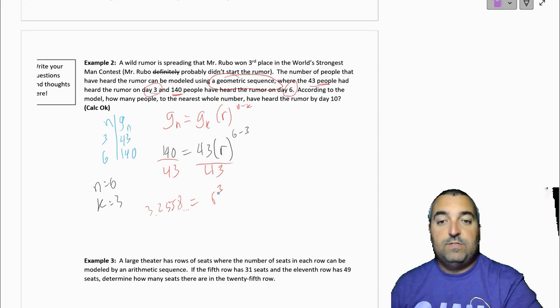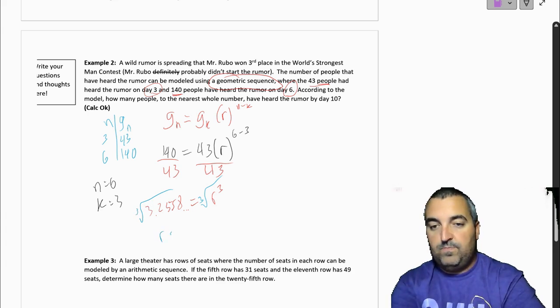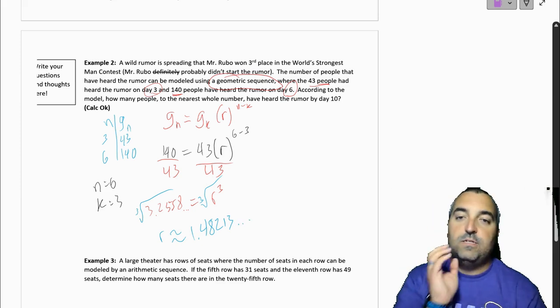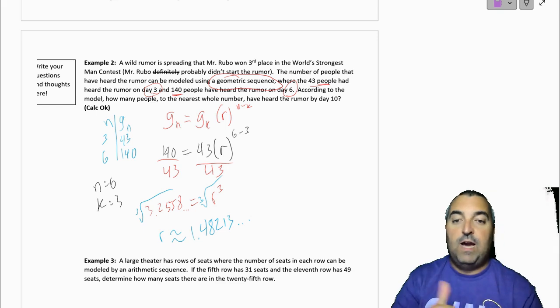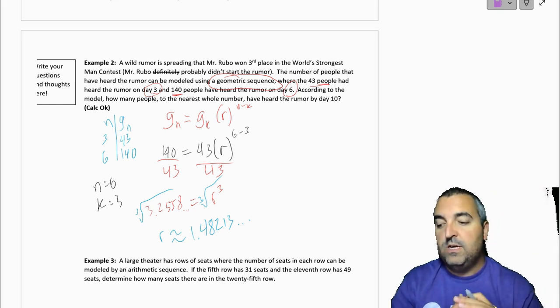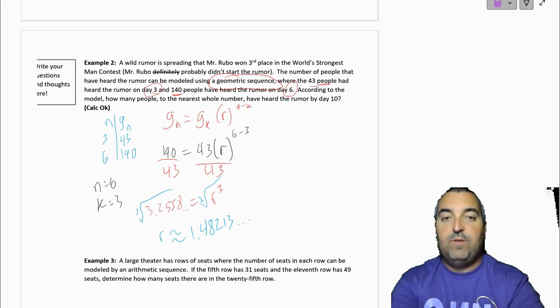Now, to get rid of something to the third power, you take the cube root of both sides. And this will give me my r value. I want to use this value constantly. So if you're using a calculator, you're going to keep using this answer. If you're using Desmos, you copy and paste that whole thing because we don't want to lose any accuracy.